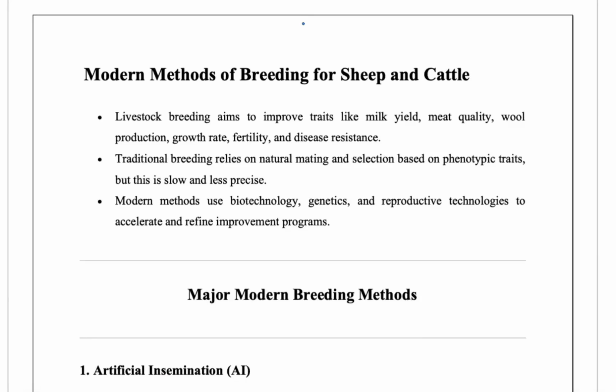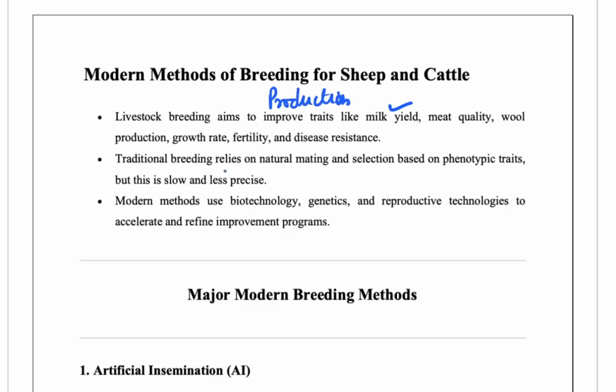In today's video lecture, we are going to talk about another topic, that is the modern methods of breeding for sheep and cattle. So first of all, why do we do livestock breeding? The aim is to improve traits like milk yield in case of cattle, meat quality, wool production, growth rate, fertility, and disease resistance. So that means whatever the production is, we want to increase that, right?